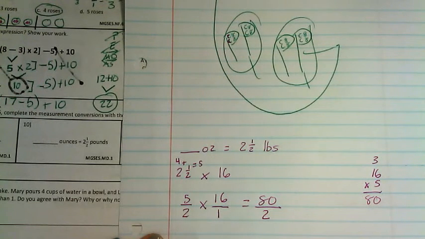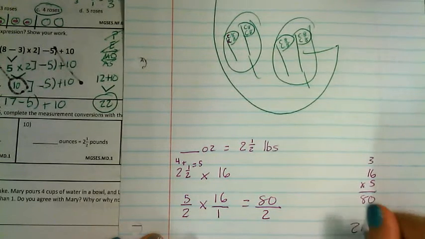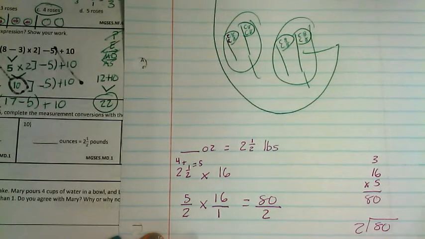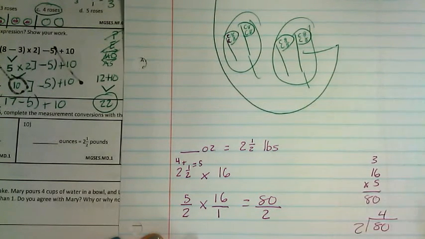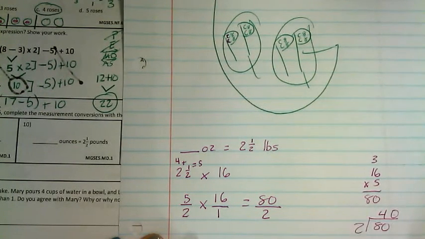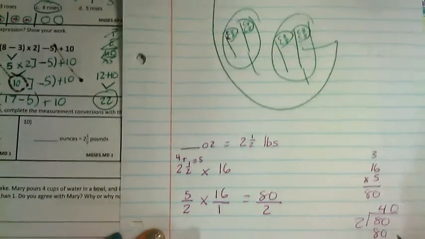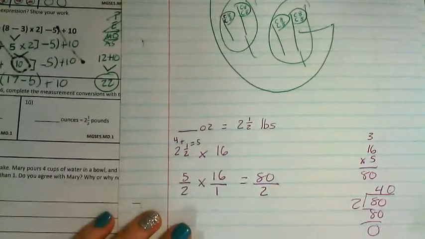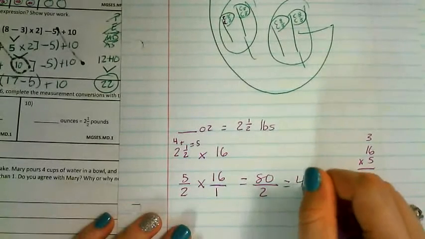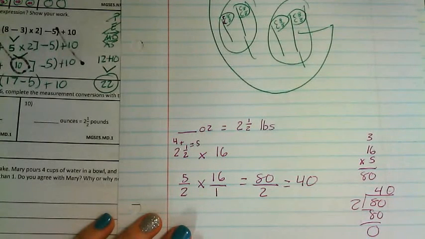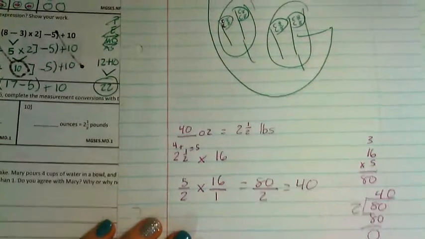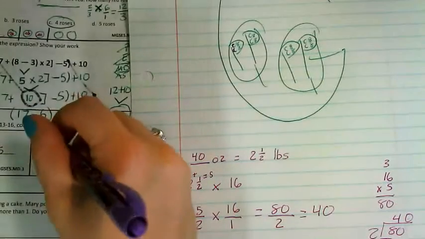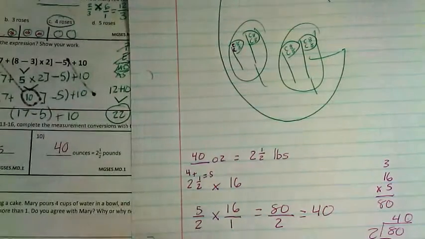I know that fractions are the same thing as division, so I can also read this as 80 divided by 2. So how many times can 2 go into 80? Well, let's make it easier. How many times can 2 go into 8? Well, I know that answer is 4, and I add on the 0 to make it 40. 2 times 40 is 80. When I subtract it out, I make 0. So my answer is 40. So 40 ounces equals 2 1/2 pounds. So my answer is 40.